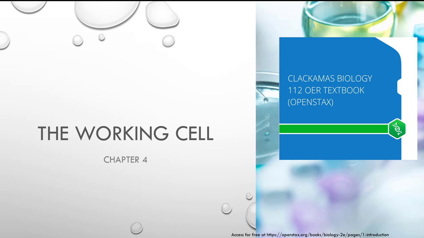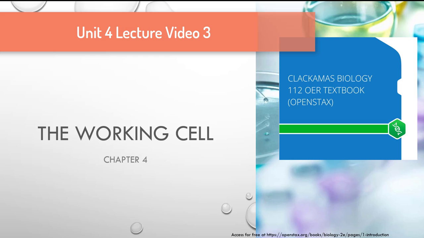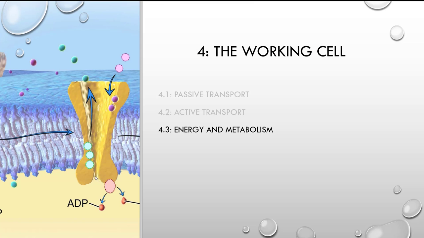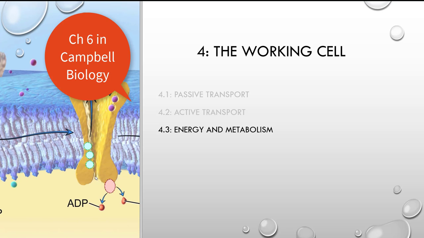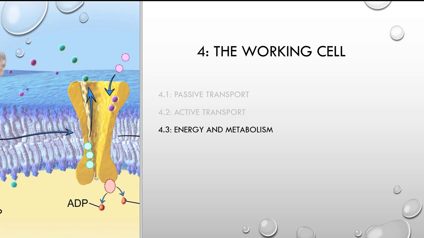Welcome back, everyone. So we're going to finish off chapter 4 of our OpenStax textbook, looking at the working cell. In this last segment of the working cell, we're going to get into a little bit of physics. We're going to learn some information about energy, as well as how it applies to us as organisms, so the biology section of it. We do need a little bit of understanding of what energy is and things like that. Okay, so we'll get into our last section, 4.3, energy and metabolism.